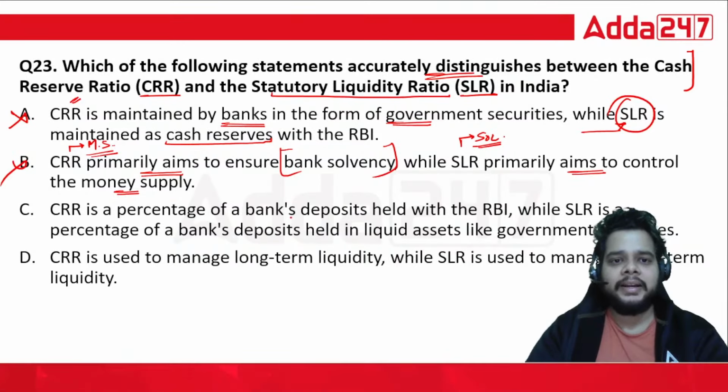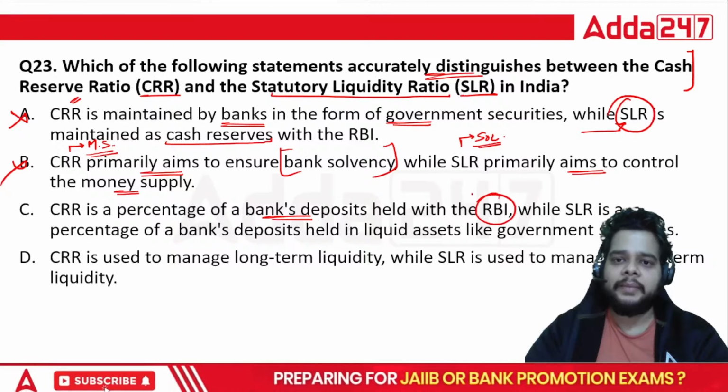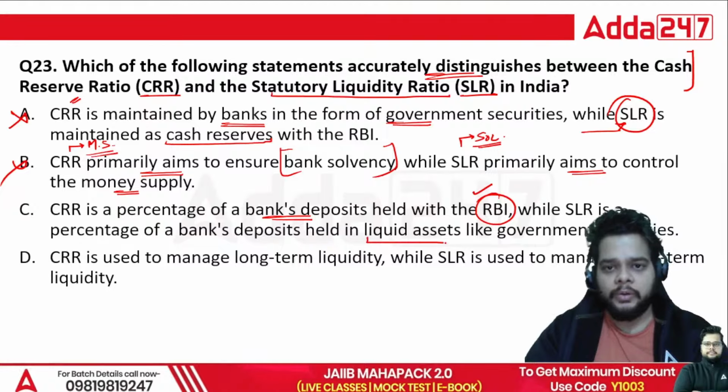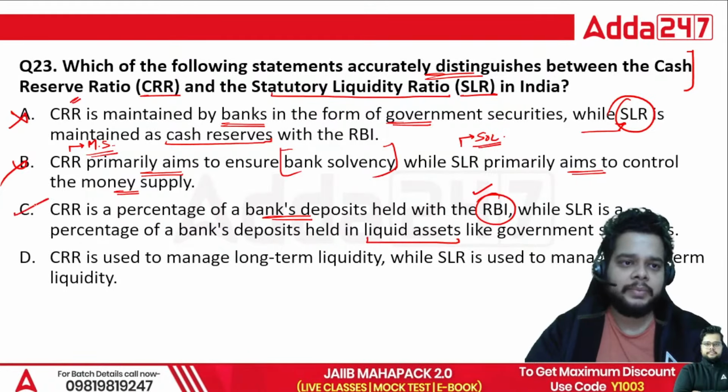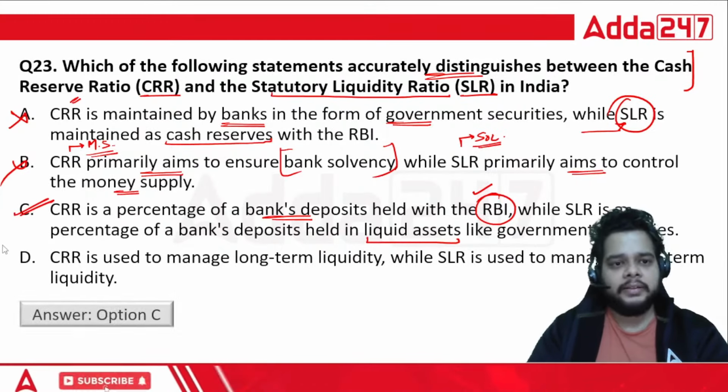CRR is a percentage of banks' deposits held with the RBI. Yes. SLR is a percentage of banks' deposits held in liquid assets like government securities. This is absolutely correct. And the correct answer will be option C only.